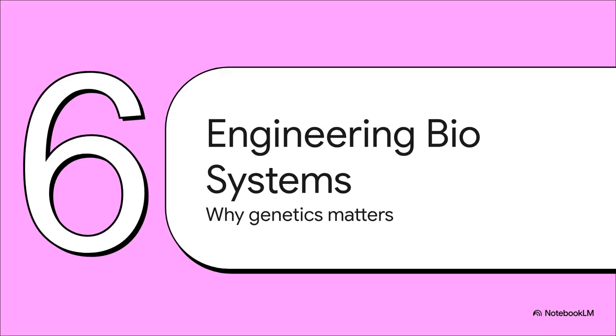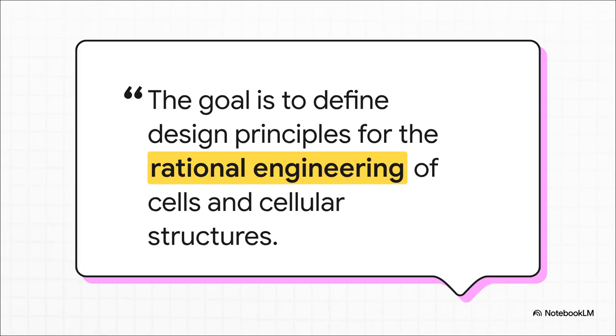Okay, let's bring it all home. Section 6, Engineering Biological Systems. We've gone through the rules, the code, the bugs. Now, the big question, why does any of this matter to an engineer? This quote really gets to the heart of it. The ultimate goal here is the rational engineering of biological systems.